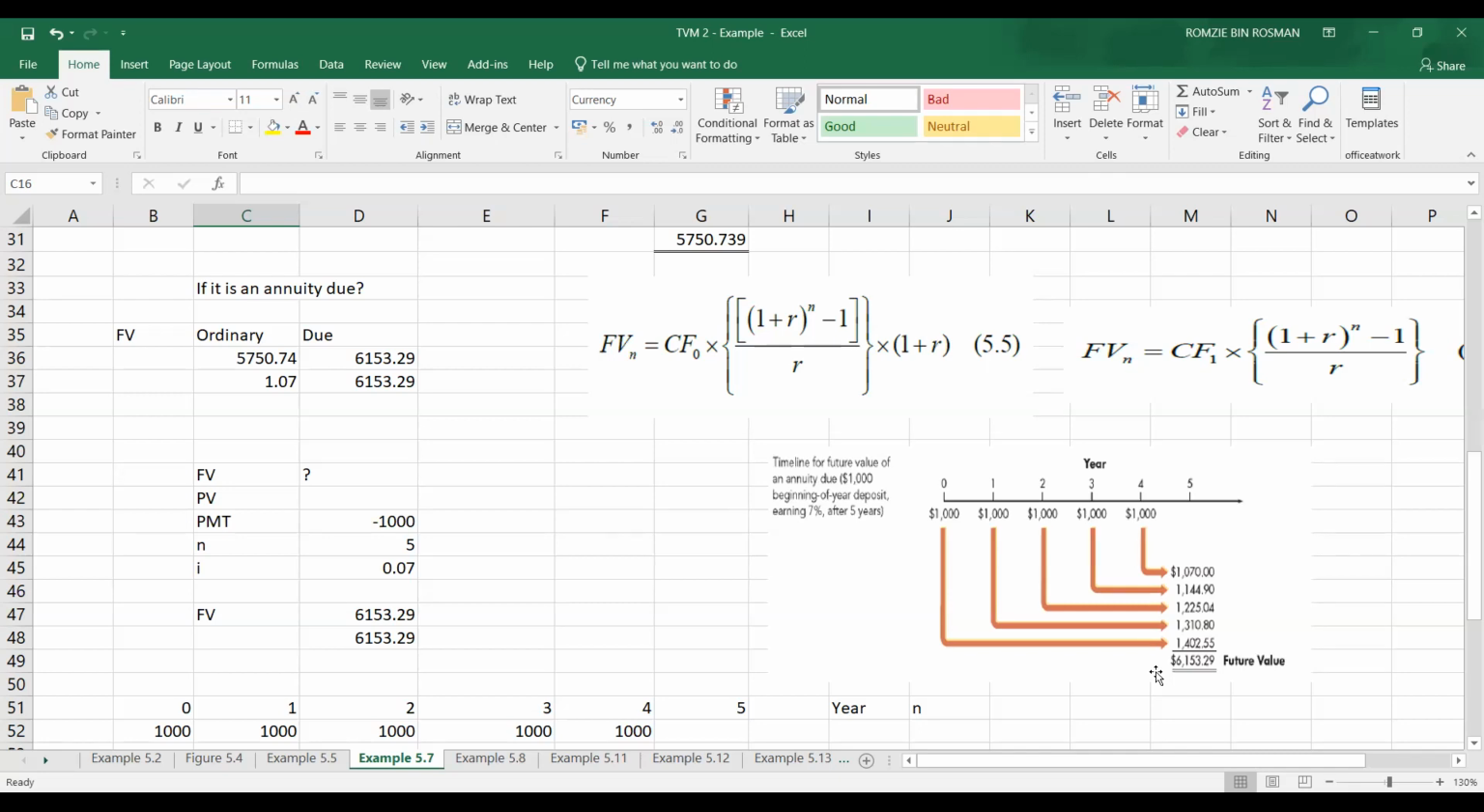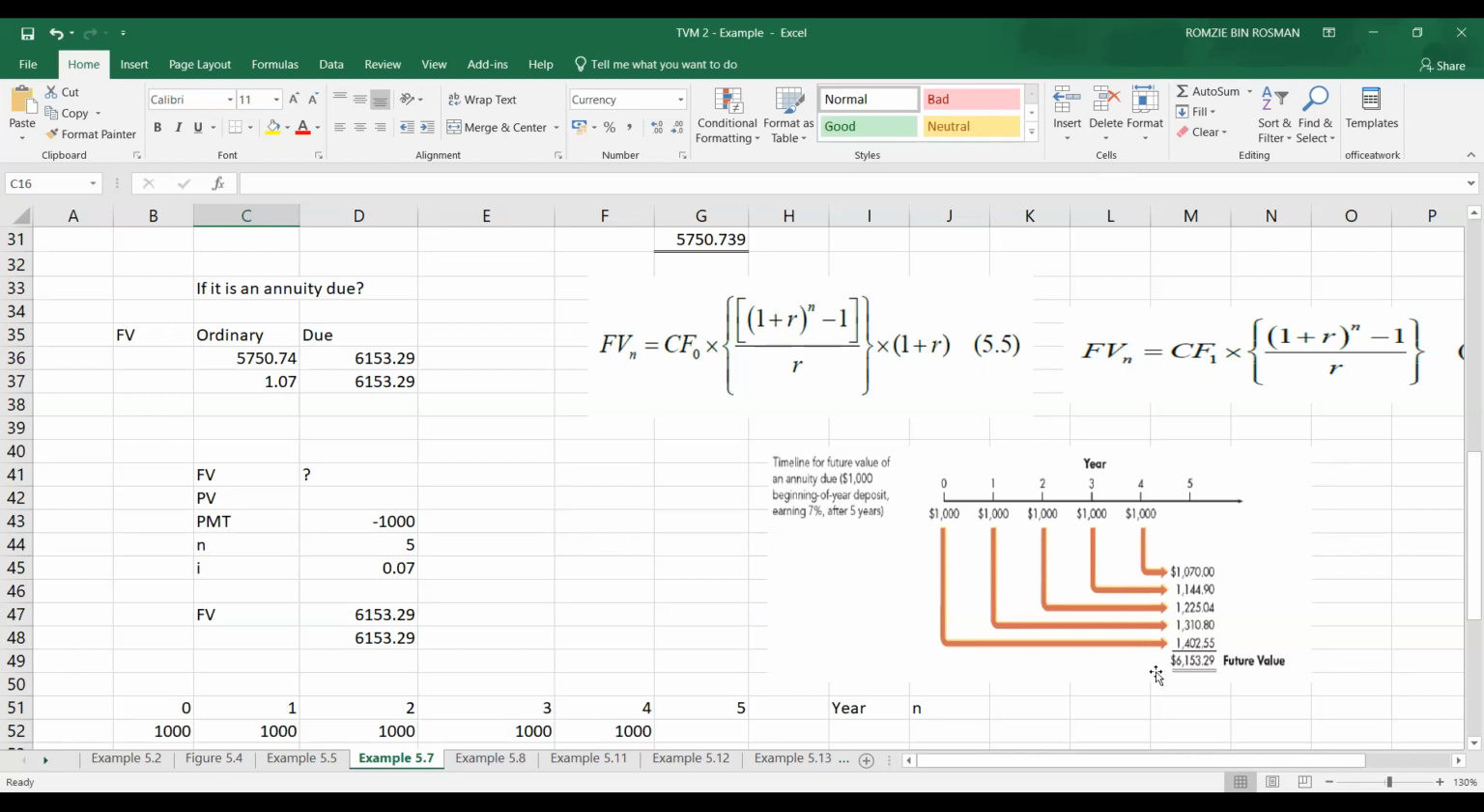This one, how many N? How many? Four, five. Five. So this is 5 for this. The previous one is 5. Okay. How many times is it compounding? 1, 2, 3, 4, 5.